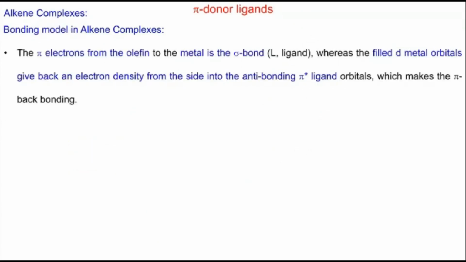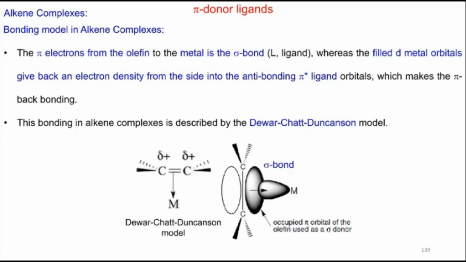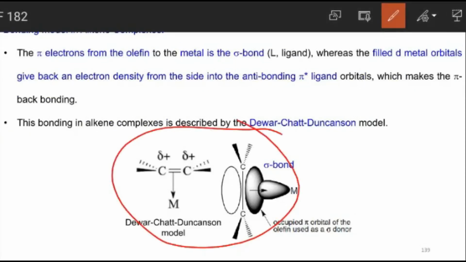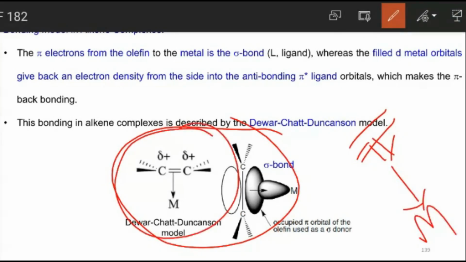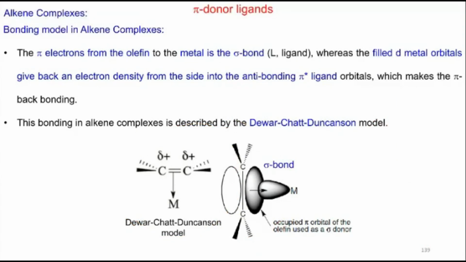Another interesting aspect is that these olefins can adopt two different types of models. One we call the Dewar-Chatt model, where it is a very simple, straightforward ethylene molecule. We have a double bond in which a pair of electrons is donated to the metal center to form a sigma bond. This is what we call the DCD model, the Dewar-Chatt-Duncanson model.